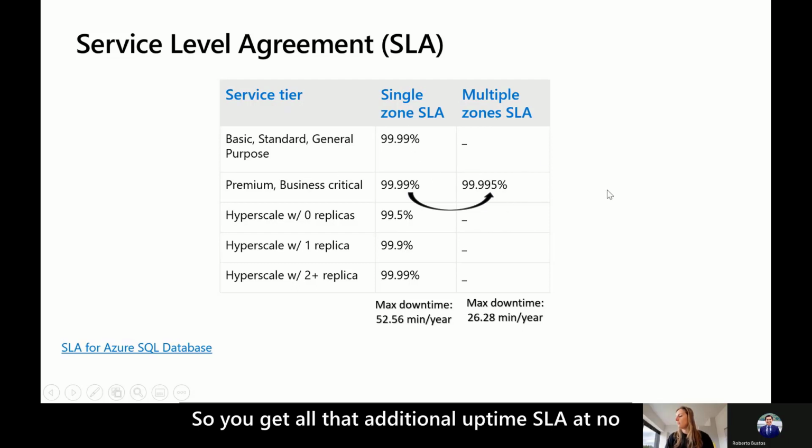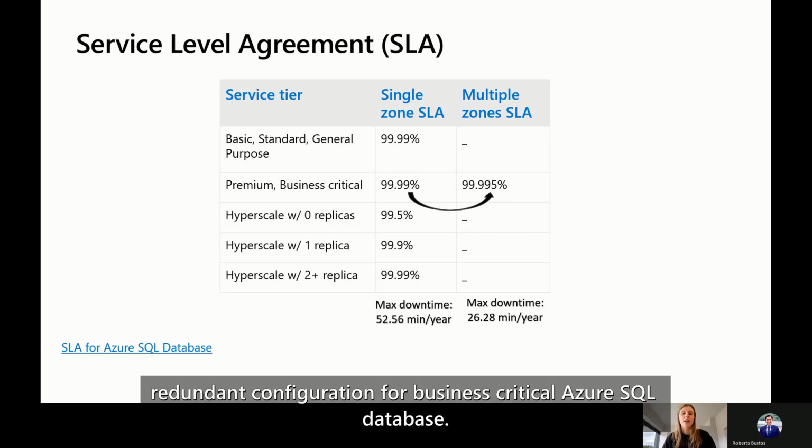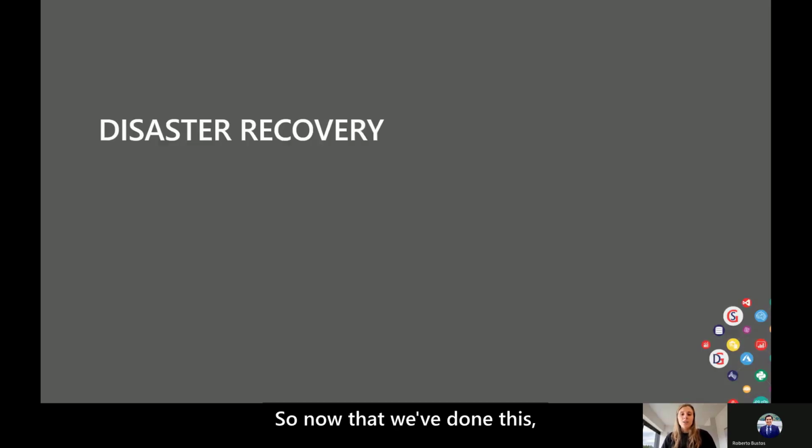So you get all that additional uptime SLA at no additional cost for the zone redundant configuration for business critical Azure SQL database. So now that we've done this overview of high availability for Azure SQL database, I'm going to hand it over to Roberto to cover the disaster recovery side of things.